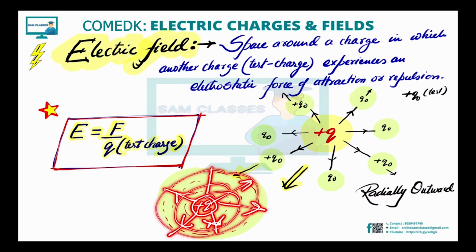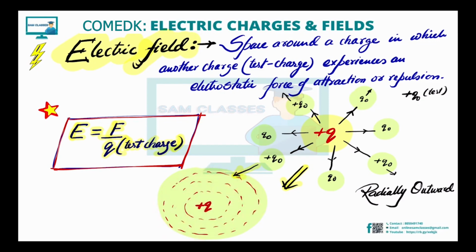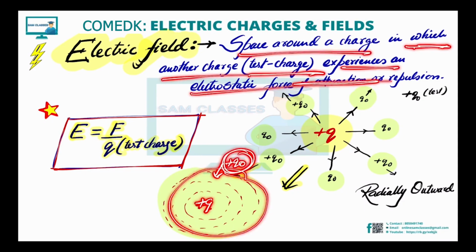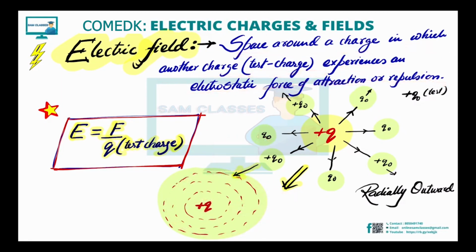I don't think you'll have any doubt in this. Now the definition will sound pretty clear: the space around a charge in which another charge, here Q naught, can experience an electrostatic force of attraction or repulsion. In this case it is facing repulsion because they are like charges. If it were unlike, you could have faced an attraction also.